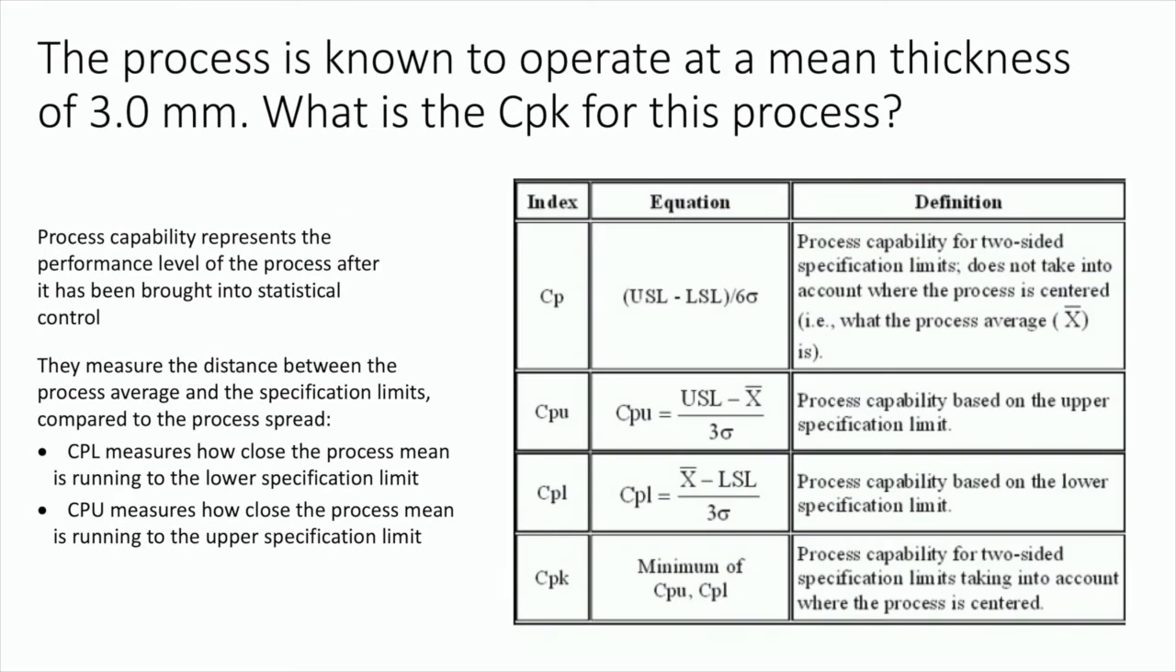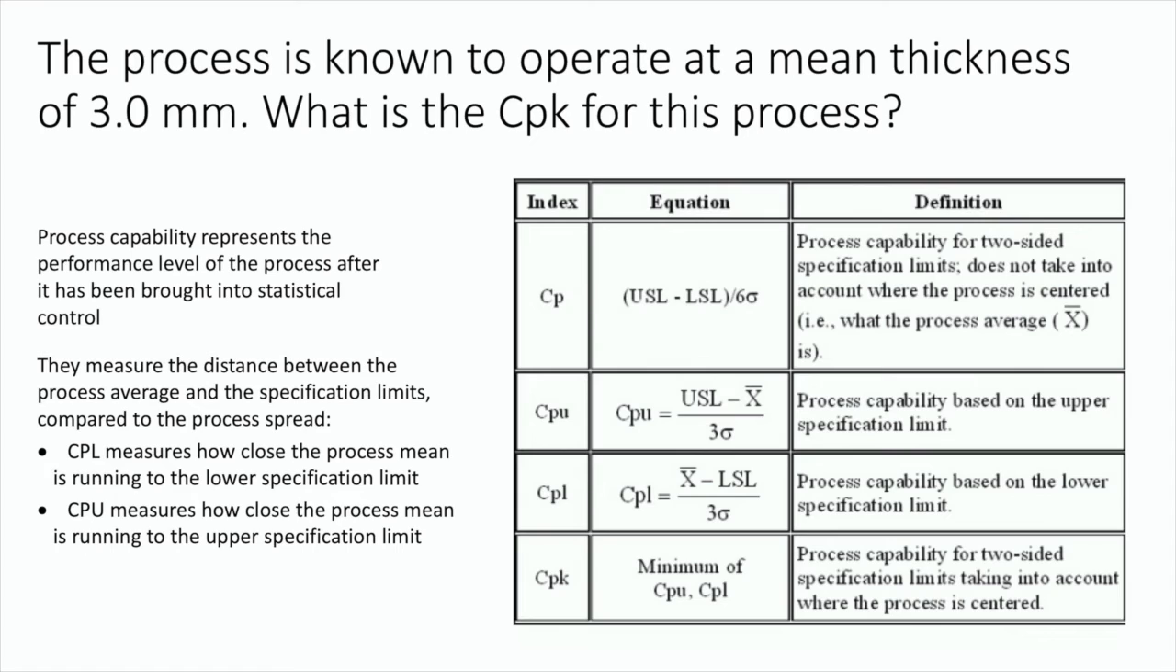Second question is, the process is known to operate at a mean thickness of 3.0 millimeters. What is the CPK for this process? So what they've done is given us the mean thickness, and now we have to find CPK. Well, first of all, what is CPK? CPK is process capability. It basically represents the performance level of the process after it has been through statistical control. So they measure CPK by first getting the value of CP, CPU, and CPL.